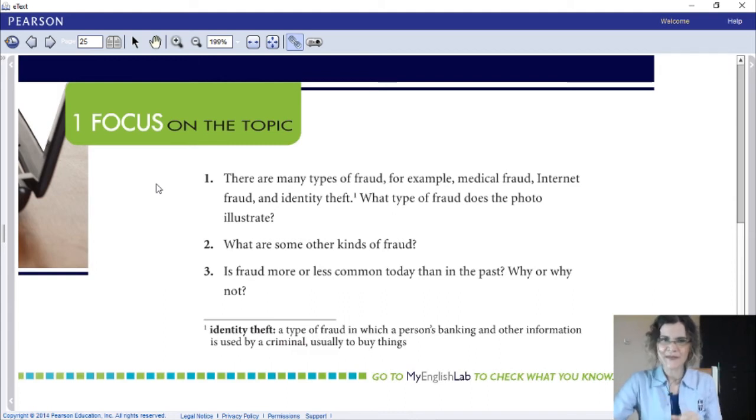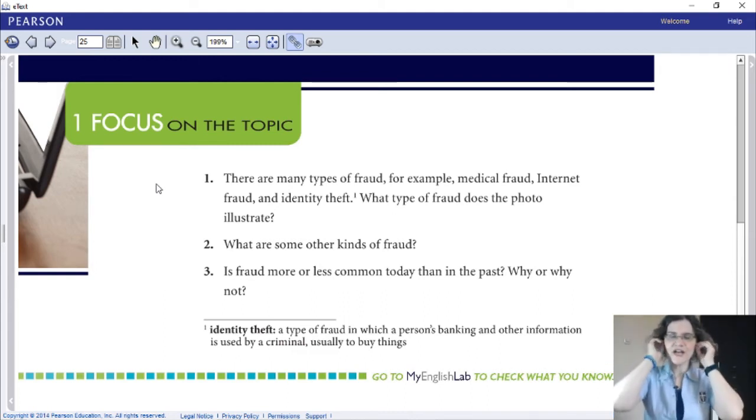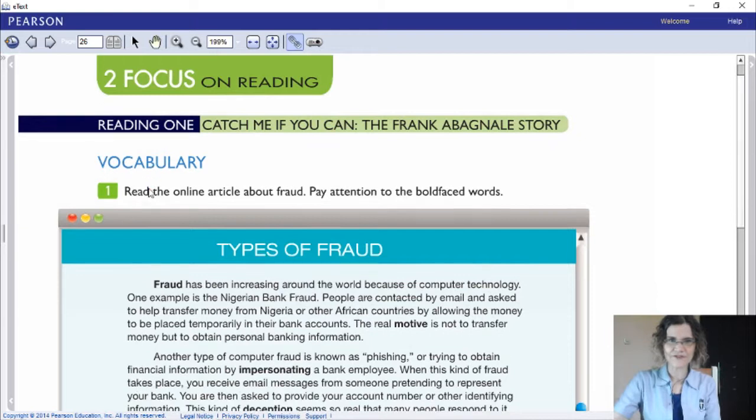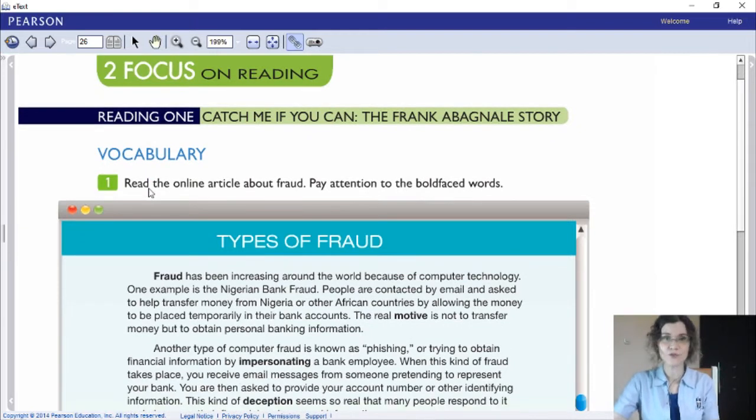Write that down. Number 2, what are some other kinds of fraud? What can you come up with? Maybe you've ever experienced it, or a friend of yours or a family member. And number 3, is fraud more or less common today than in the past? And why would that be? Or why not? Okay, try to think of that and jot down some of your ideas that we can discuss in the meeting we will have together. And then I would love to hear what you have to say.